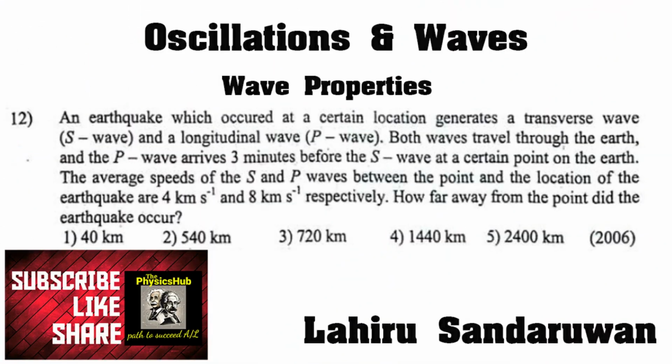Answer is 2. For an earthquake which occurs at a certain location, it generates a transverse wave, the S wave, and a longitudinal wave, the P wave. Both waves travel through the earth, and the P wave arrives 3 minutes before the S wave at a certain point on the earth. The average speeds of the S and P waves between the point and the location of the earthquake are 4 kilometers per second and 8 kilometers per second. How far away from the point did the earthquake occur?